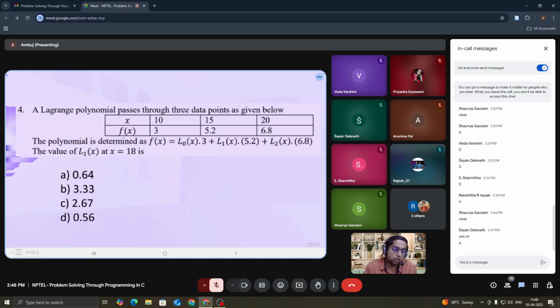Cyan has answered it, 0.64. Good. Any other people? Please do try to answer. Take 2-3 minutes. Try to solve it. You just have to know the expression and create the expression. Then you just have to solve it.